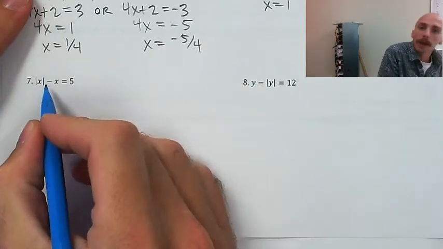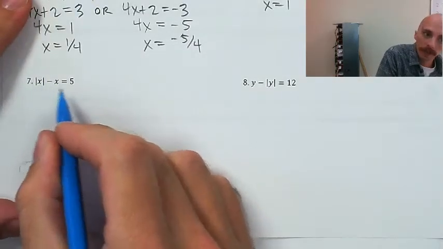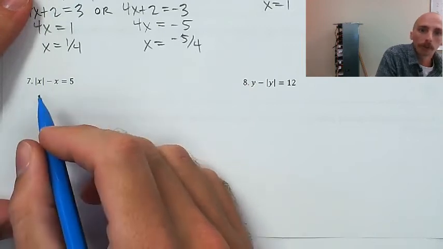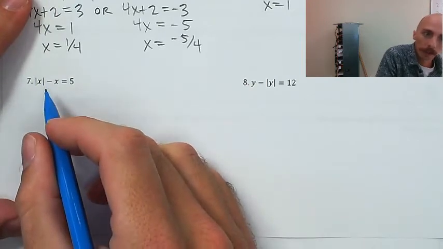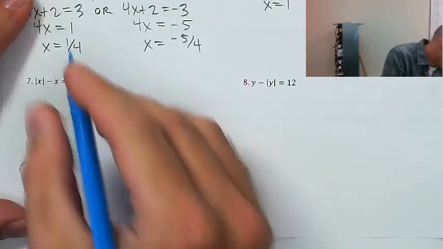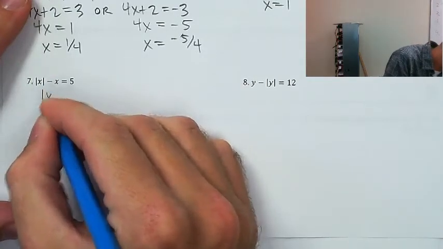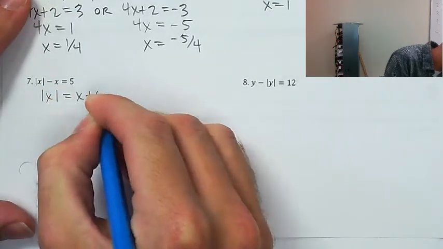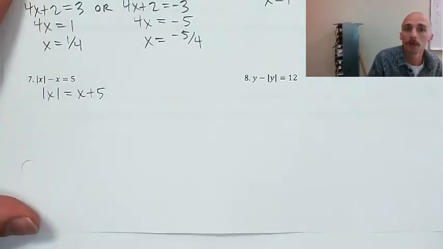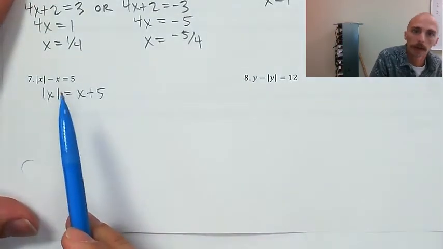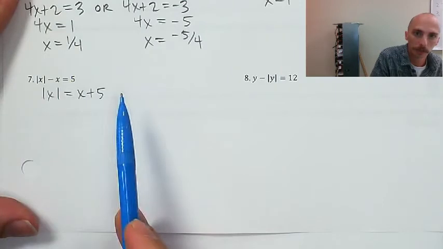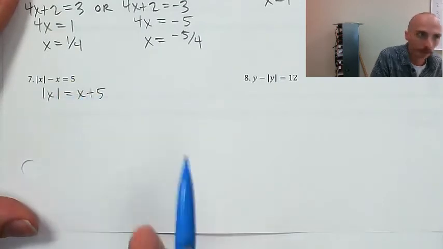We're going to apply the same set of steps to this that we did to all the other ones. We're going to isolate the absolute value, get it on one side, and then apply our principle. So I'm going to add an x to both sides. And then when I drop the absolute value, that's going to incur a plus minus, right? Either x is equal to x plus 5, or x is the negative of x plus 5.